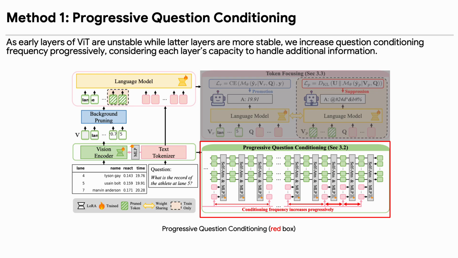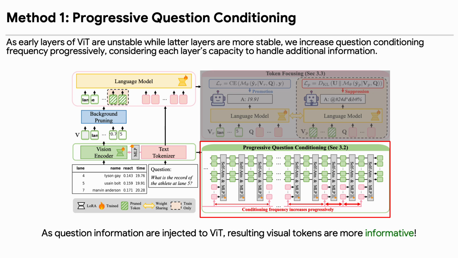Instead of randomly or indiscriminately injecting the question into ViT layers, we propose progressive question conditioning, considering each layer's capacity to handle additional information. In detail, early layers of ViT are unstable, while latter layers are more stable, so we increase question conditioning frequency progressively as we move to deeper layers in the network. By following this progressive approach shown in the red box, question information is effectively injected into ViT. This ensures the resulting visual tokens are significantly more informative than those from question-agnostic models.